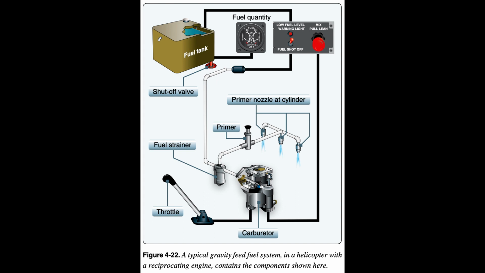A fuel filter removes moisture and other sediment from the fuel before it reaches the engine. These contaminants are usually heavier than fuel and settle to the bottom of the fuel filter sump where they can be drained out by the pilot.